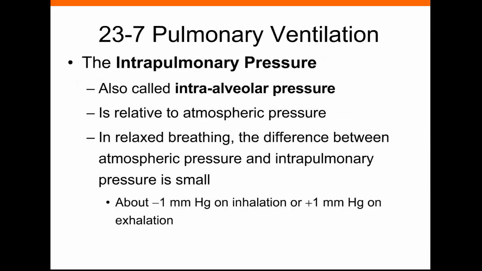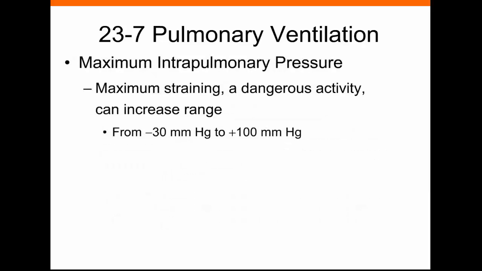The intrapulmonary pressure is also called the intra-alveolar pressure, and it's relative to the atmospheric pressure. In relaxed breathing, the difference between atmospheric pressure and the intrapulmonary pressure is small, about 1 negative millimeter of mercury on inhalation or 1 positive millimeter of mercury on exhalation. So not a lot of difference.